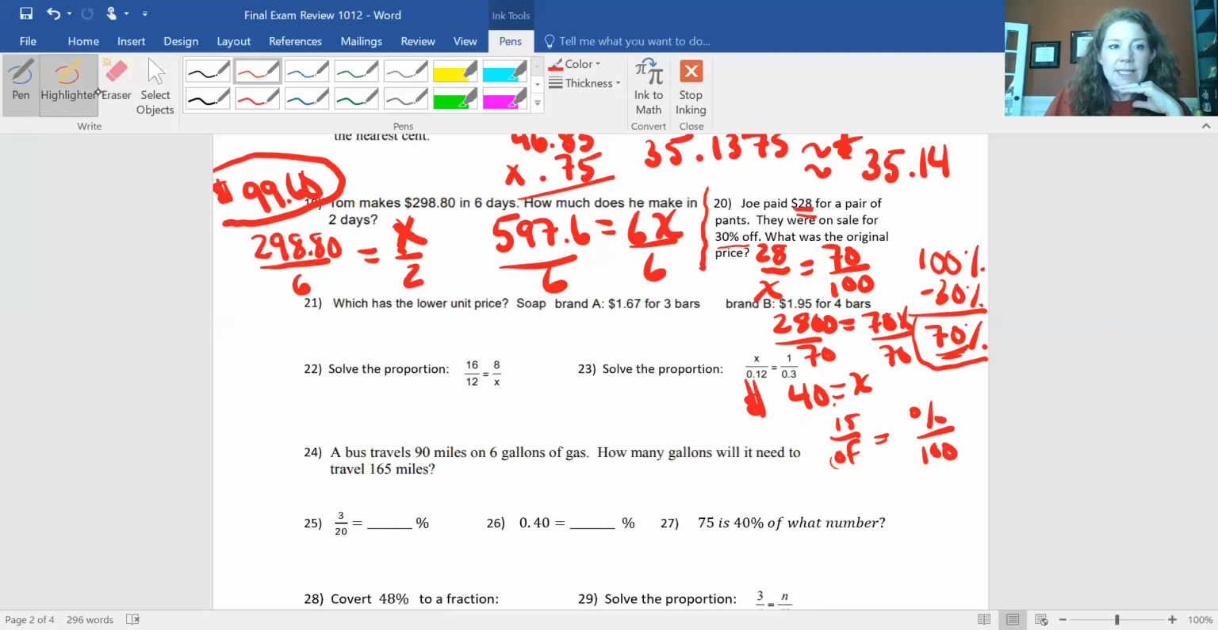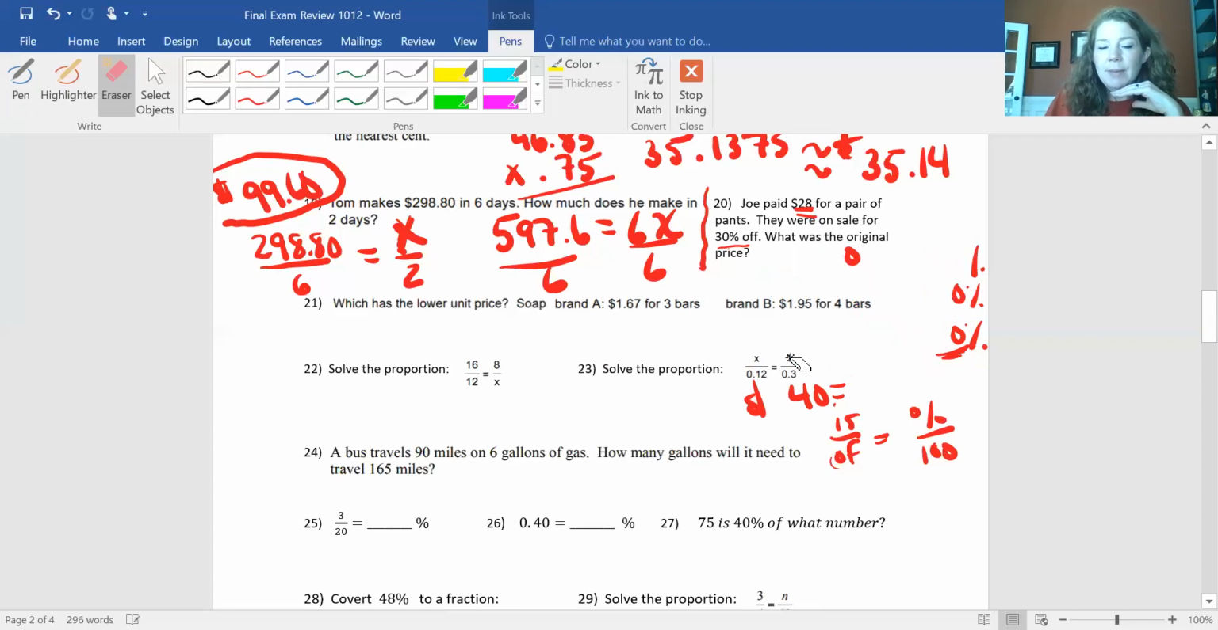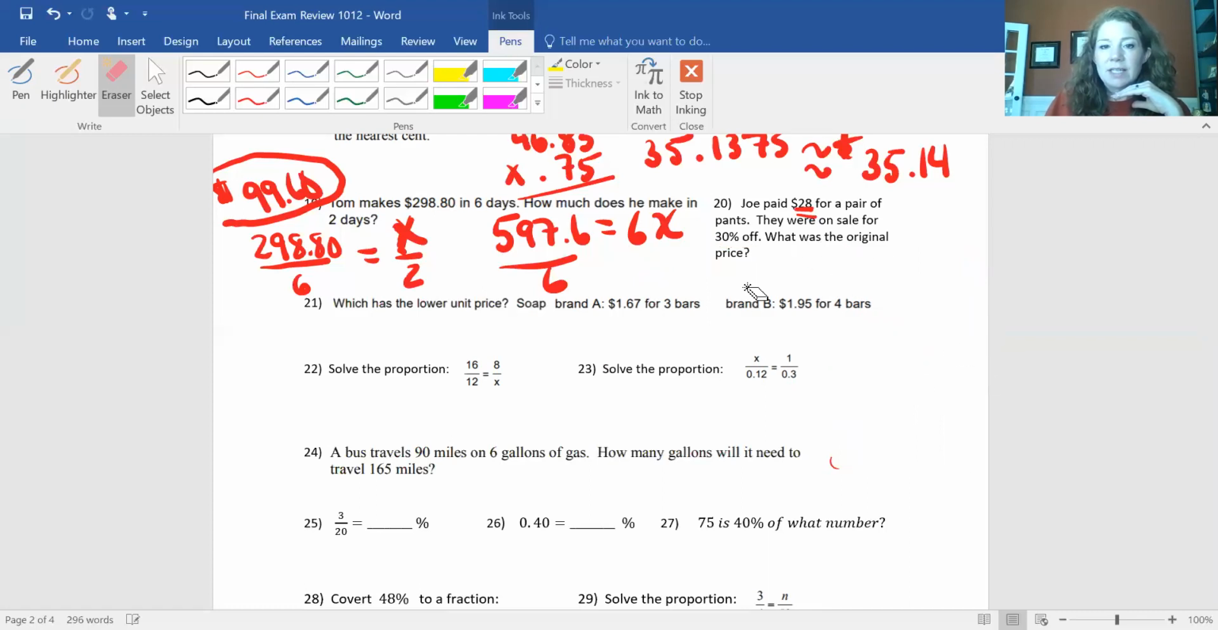All right, I'm going to erase all of this stuff because I've gone into the other parts of my paper. So let me get rid of it. All right, anyway, moving on.